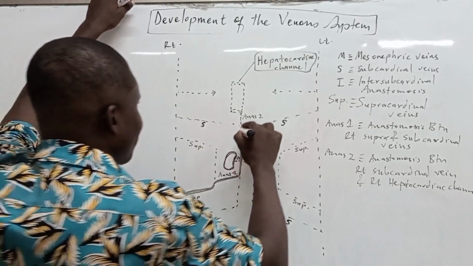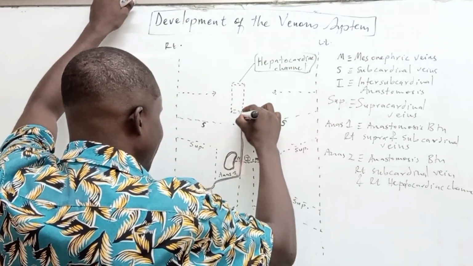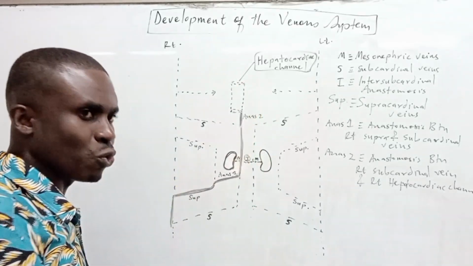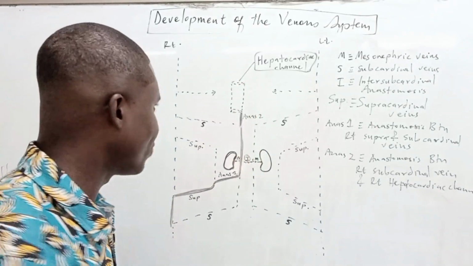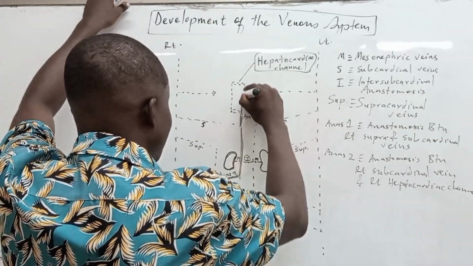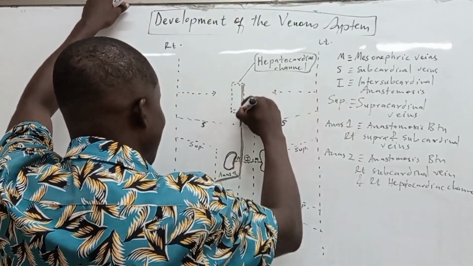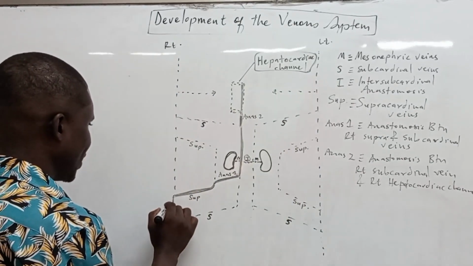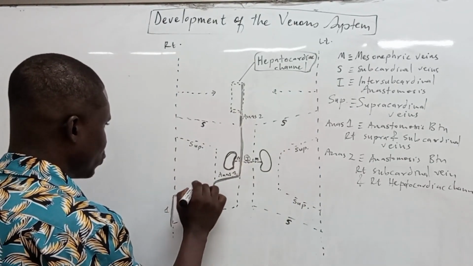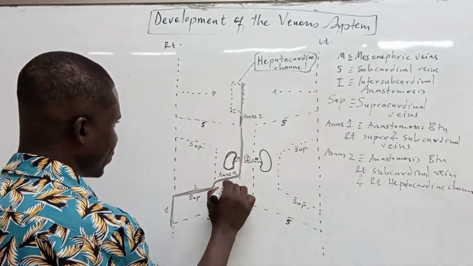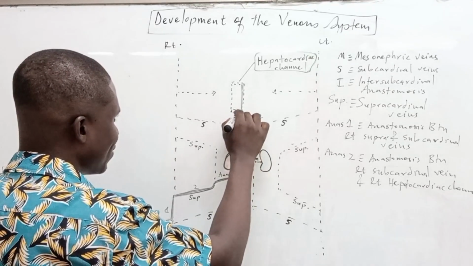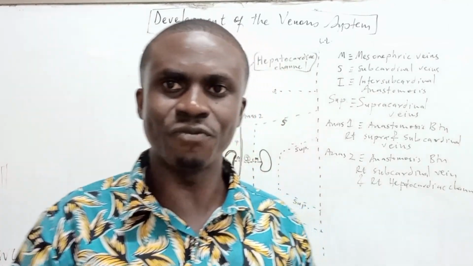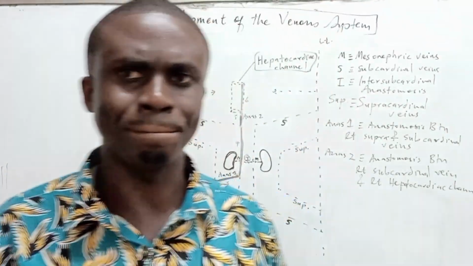And then what else? The anastomosis, anas 2, the anastomosis between the right subcardinal vein and the hepatocardiac channel. And then finally, the hepatocardiac channel. These are the 6 sources. So if this is 1, this is 2, this goes to 3, 4, 5, and then, of course, 6 sources of the inferior vena cava. It's as simple as that.